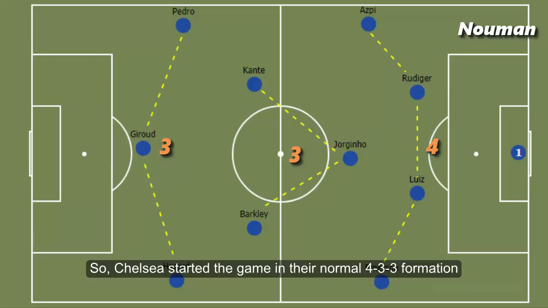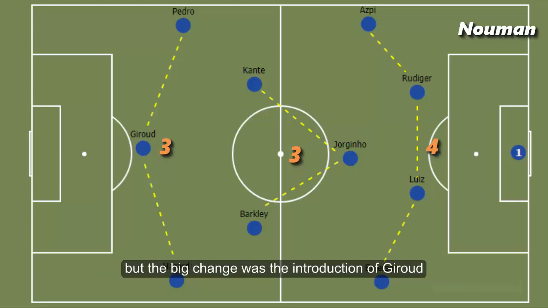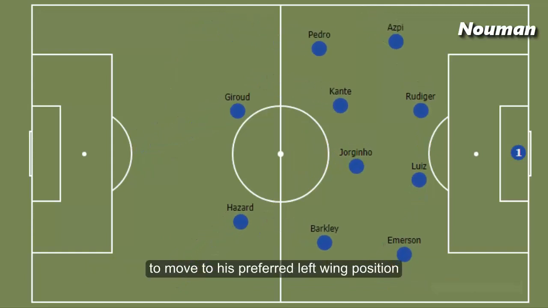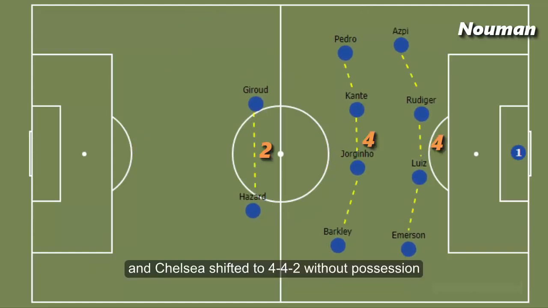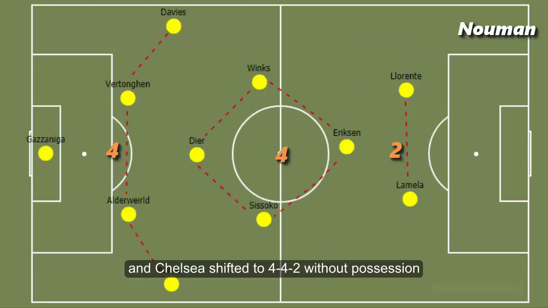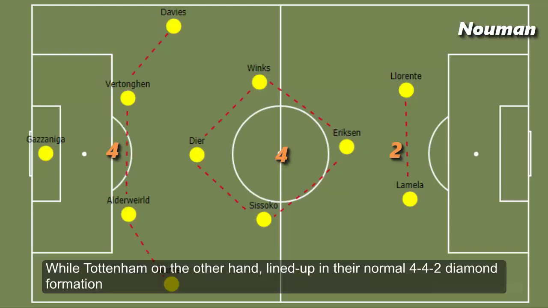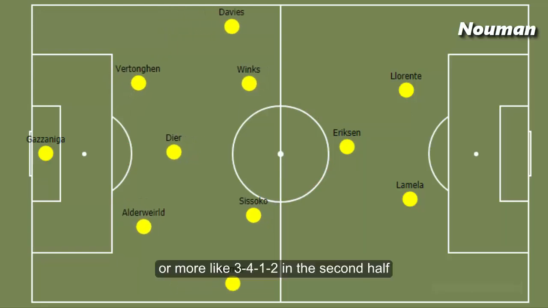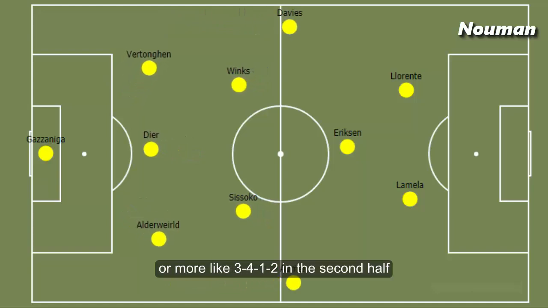So Chelsea started the game in the normal 4-3-3 formation, but the big change was the introduction of Giroud. The introduction of Giroud meant that Hazard was finally able to move to his preferred left wing position, and Chelsea shifted to 4-4-2 without possession, while Tottenham on the other hand lined up in the normal 4-4-2 diamond formation, and they also shifted to 3-5-2 or more like 3-4-1-2 in the second half.